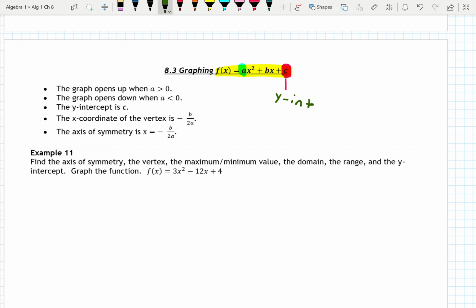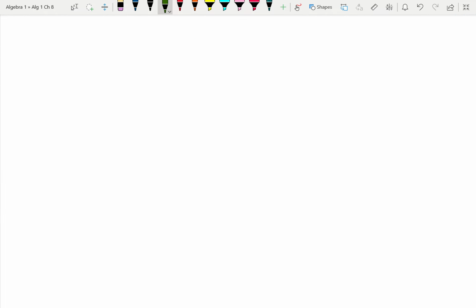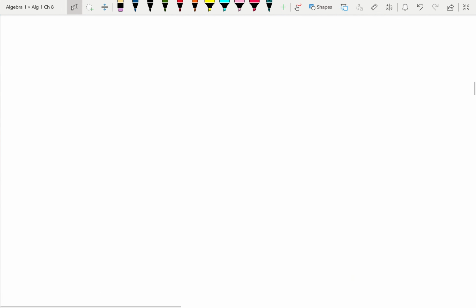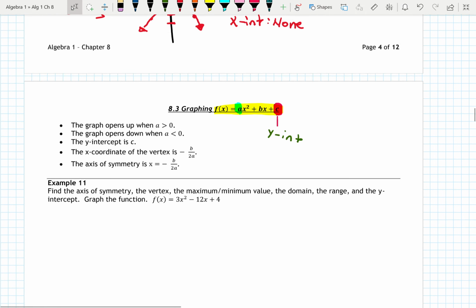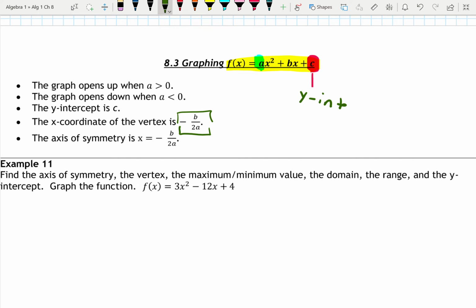Whereas in our last one, you could maybe see the vertex a little bit faster. Here we're going to see the y-intercept. Getting our vertex from this equation, this is our standard form equation, getting the vertex can be a little bit harder. We have to use the formula negative b over 2a. There are some really neat reasons for why it is negative b over 2a, but for right now, we're just going to accept it as a fact. So let's look at number 11, and let's try to graph it.